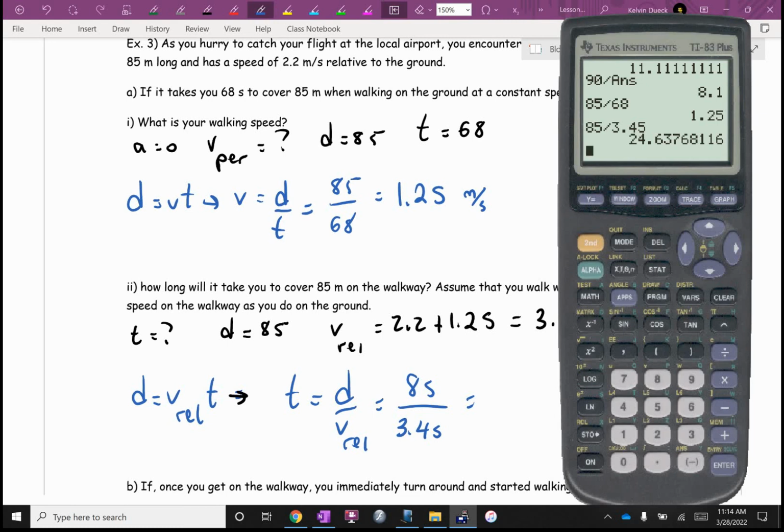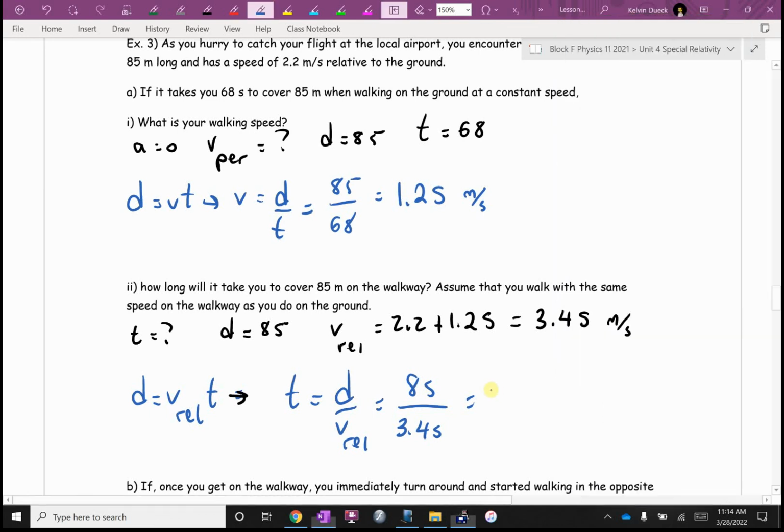How many seconds did it take me originally? 68, according to part A. So I've saved some time.